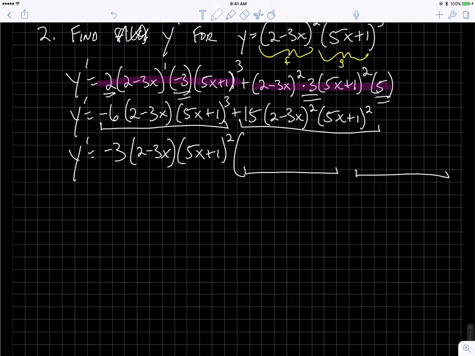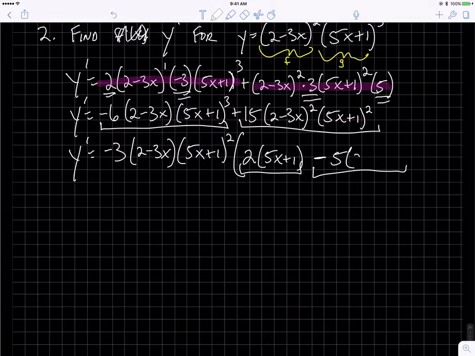So if I divide a negative 3 out of the first term, out of the negative 6, I get a 2. If I divide 2 minus 3x, one of them out of one of them, they cancel, I don't have any. I have 3 5x plus 1s, and I divide out 2 of them, so I'll have one of them left. Now if I take and divide a negative 3 out of the 15, I'll have a minus 5. So here's my second term. This was my first term, this is my second term.